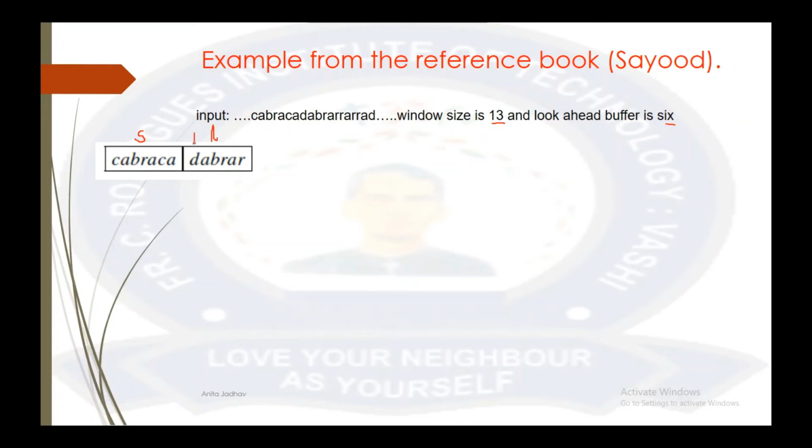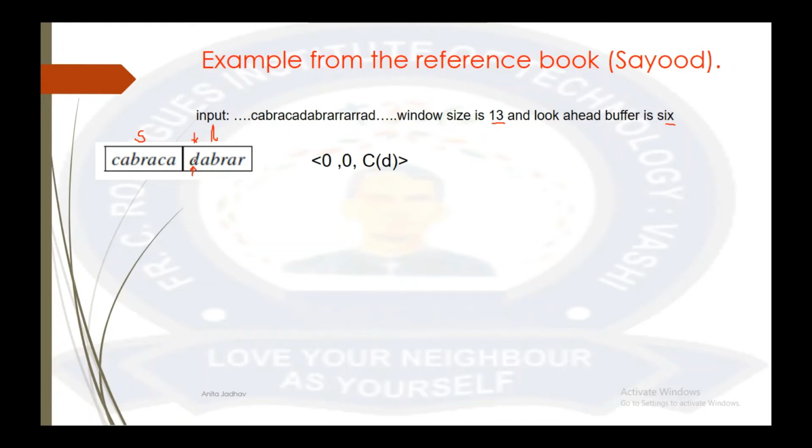My first letter is D. So do I have D here? No. That means I don't have any match. So my offset will be 0, length of the match will be 0, and I am going to send the code word for D. So this will be the triple which will be considered.